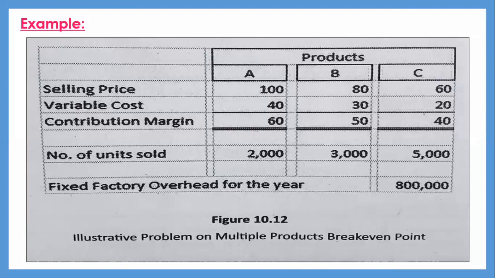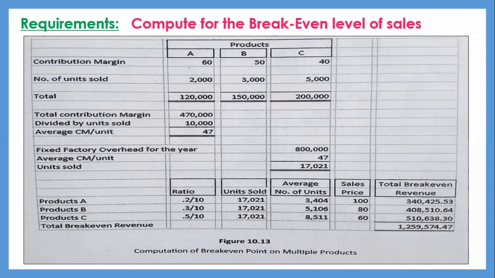And the number of units sold for product A would be 2,000, 3,000 for product B, and for product C, that would be 5,000. And therefore, the fixed factory overhead for the year would be equivalent to 800,000. And again, this is an example of an illustrative problem on multiple products break-even point. So the next question is, what are the requirements in computing for the break-even level of sales? Now, the requirements in computing for the break-even level of sales are given below.